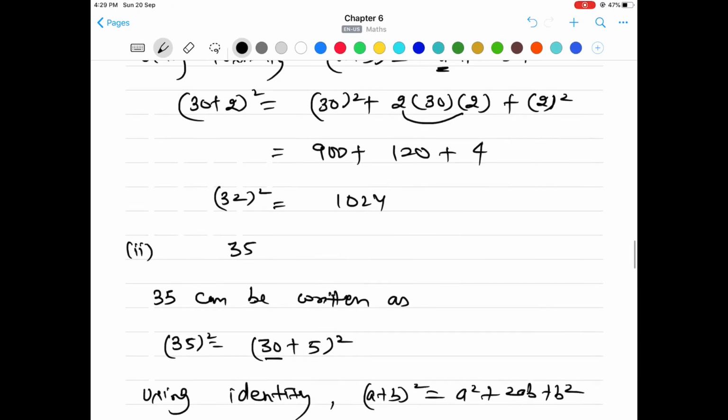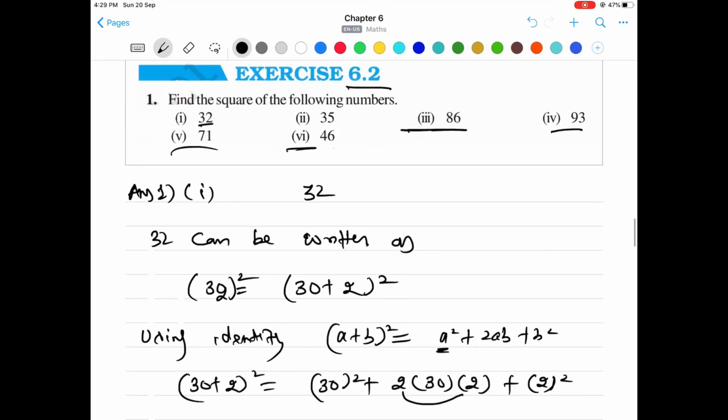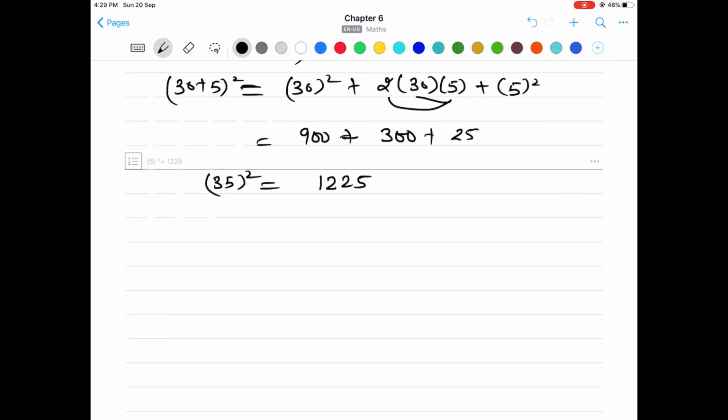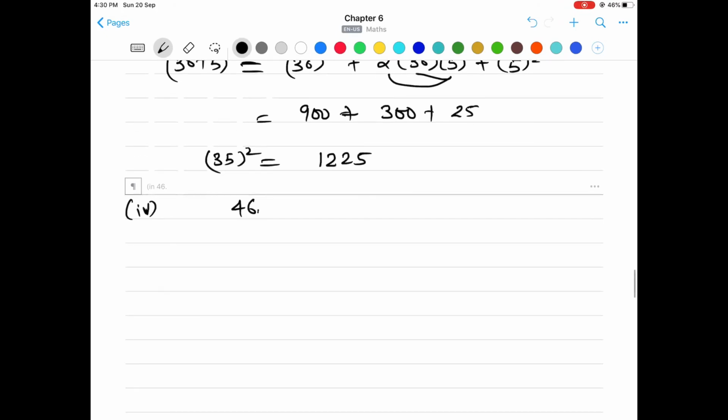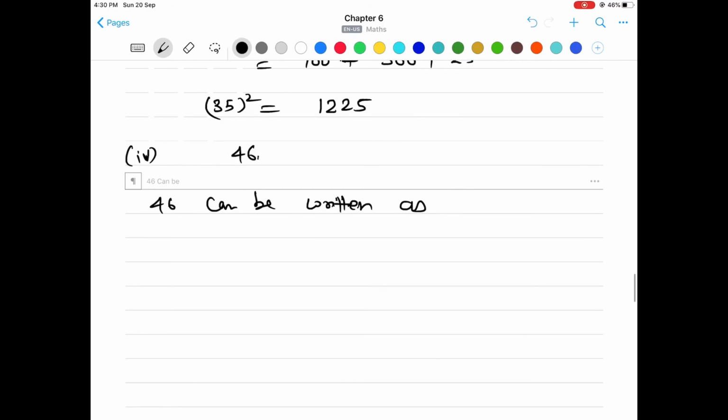Okay, now I'll do one more part. Let's do the last one now. The remaining ones, 86, 93 and 71, will be your homework. I will do the last one, which is 46, part number 6. The answer will be completed in a similar way. We can write 46 as 40 plus 6, so the square of 46 will be 40 plus 6 whole square.